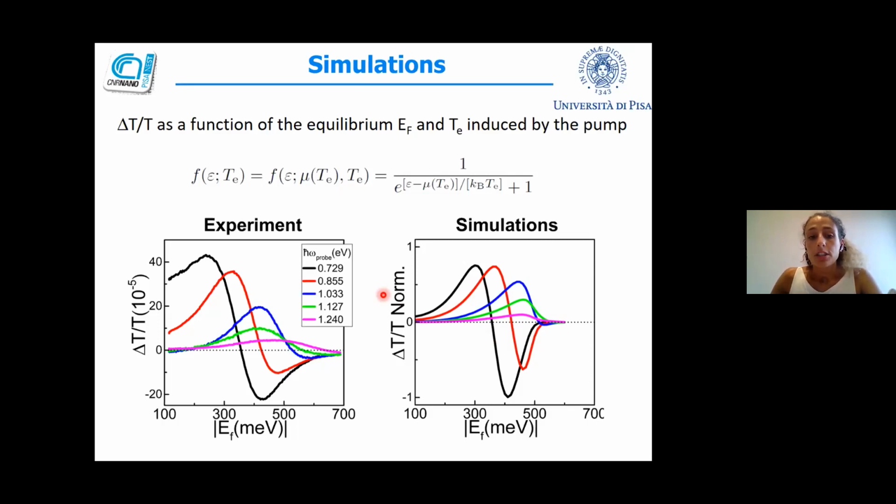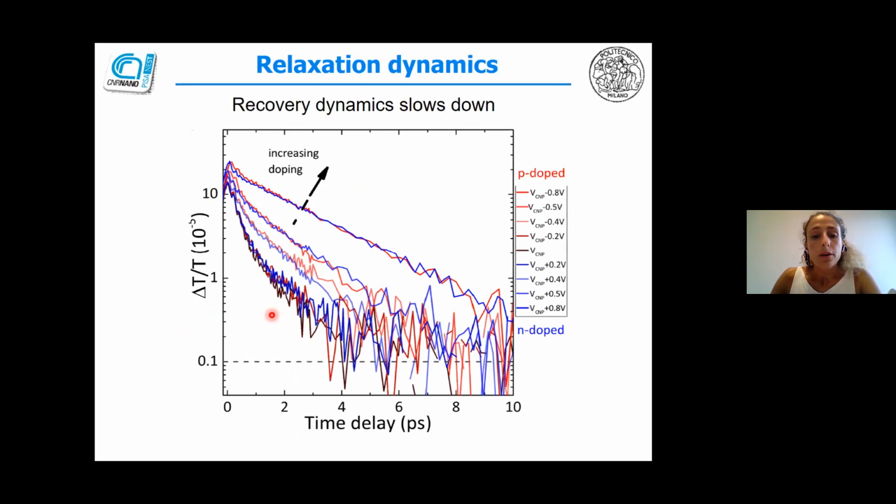Concerning the relaxation dynamics, we could also observe interesting changes. By increasing the doping, the relaxation dynamics becomes gradually slower, and from a bi-exponential-like function becomes a mono-exponential function, like if the fast relaxation channel is being quenched by an effect.